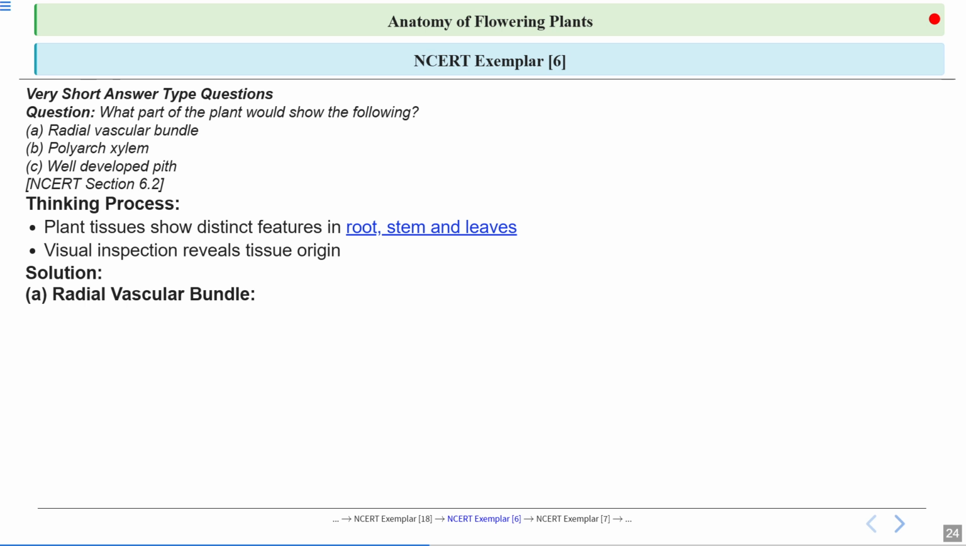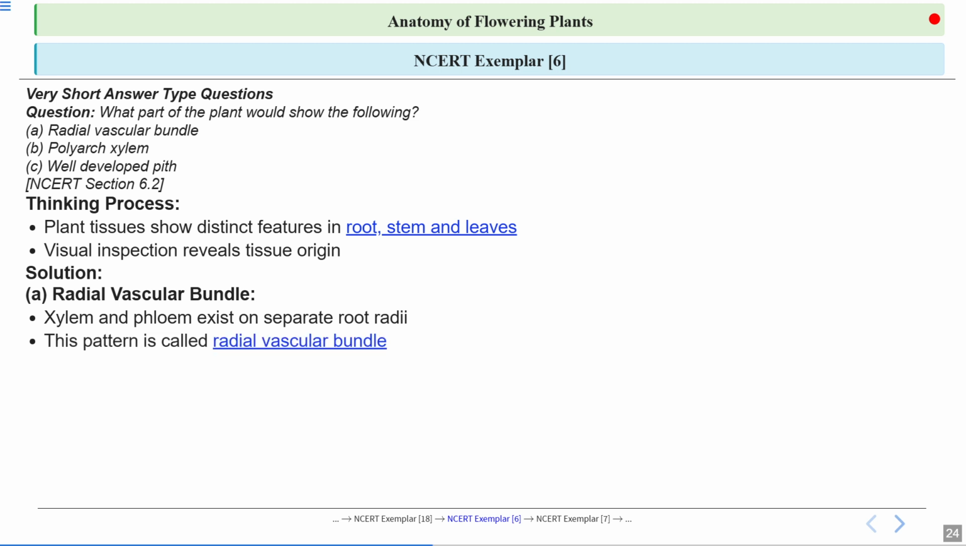Now, radial vascular bundle. Xylem and phloem exist on separate root radii. When you see that xylem and phloem are present on different radii, that shows the presence of a radial vascular bundle, right? So this pattern is called radial vascular bundle.